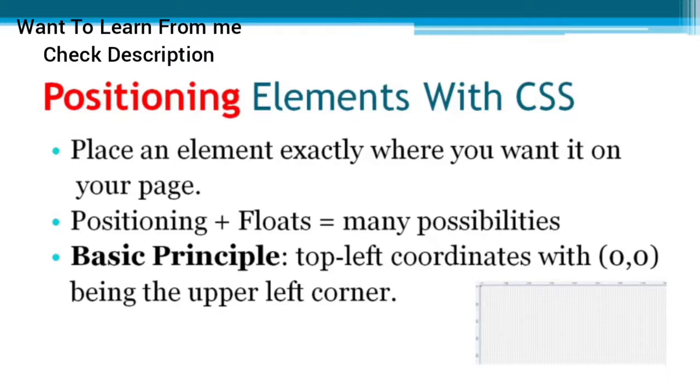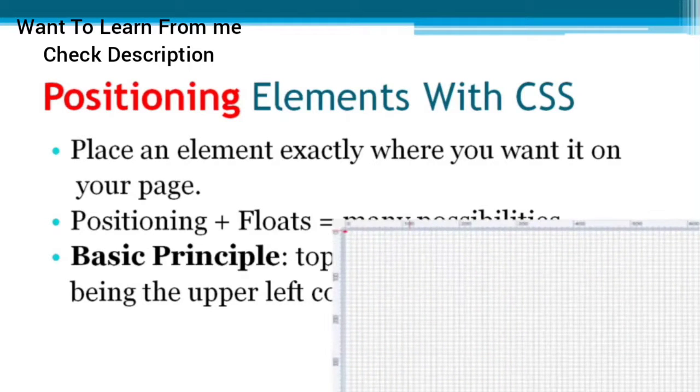By using the float property, we can push the element to the left or towards the right. So when we have the combination of positioning and floats, it gives too many possibilities of positioning the HTML elements. Now the basic principle it is based on is that it makes use of the top left coordinate of the browser window or the viewport, and that is the upper left corner as I have denoted it with the small red dot. So this is the reference for it, and taking the reference of this we can position the elements.